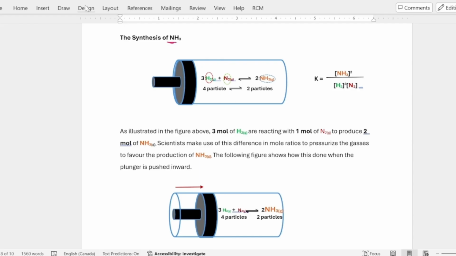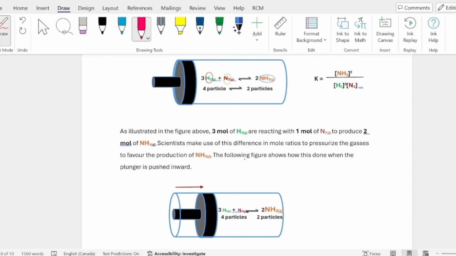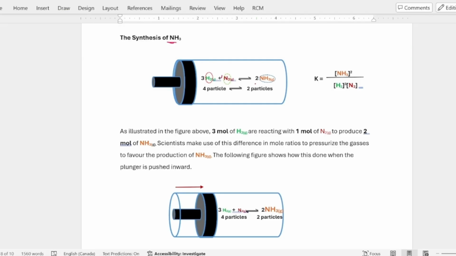So what we are seeing here in the synthesis of ammonia, we are having 3 moles of hydrogen reacting with 1 mole of nitrogen to produce 2 moles of ammonia. Note that every molecule of hydrogen is considered to be a particle, a molecule of nitrogen is considered a single particle, and this entire ammonia molecule is also considered to be a particle. So we can see that 4 particles are reacting to give 2 particles. The equilibrium constant expression for this is written as follows.